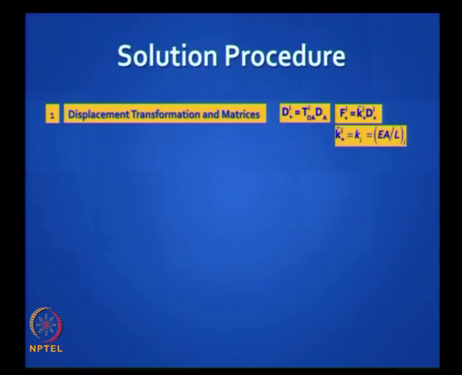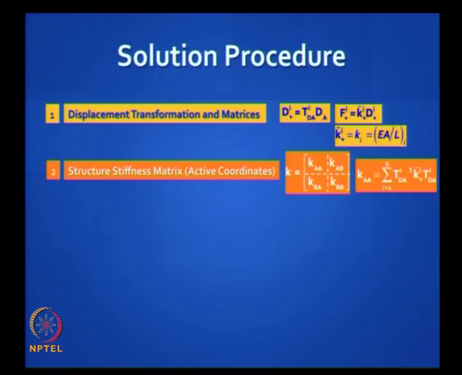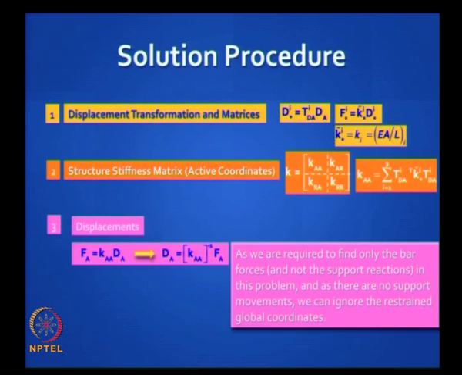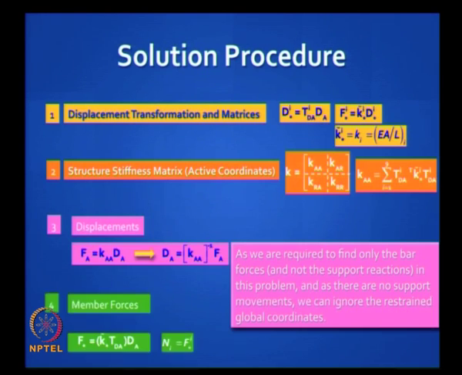Exactly the same procedure as we did earlier. Generate the TDA matrix, which is what you are going to do now, and structure stiffness matrix. You can use the direct stiffness method and get, all you need is KAA here. You do not need to fill the whole matrix because we just want to find the bar forces. Very easy to do, as we are required to find only the bar forces and not the support reaction in this problem, and as there are no support movements, we can ignore the restrained global coordinates, and finally you get the member forces. This is all standard, right, as we did in the last problem.